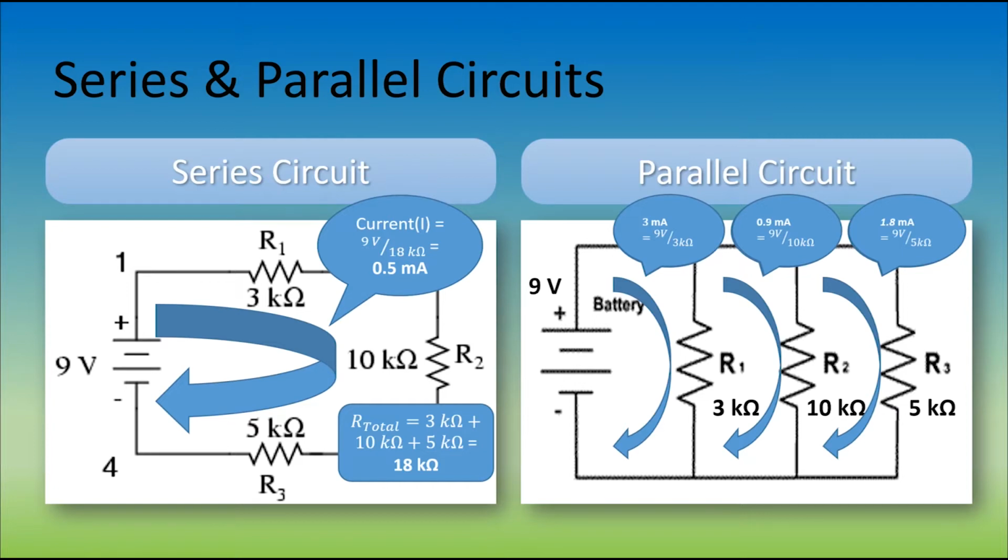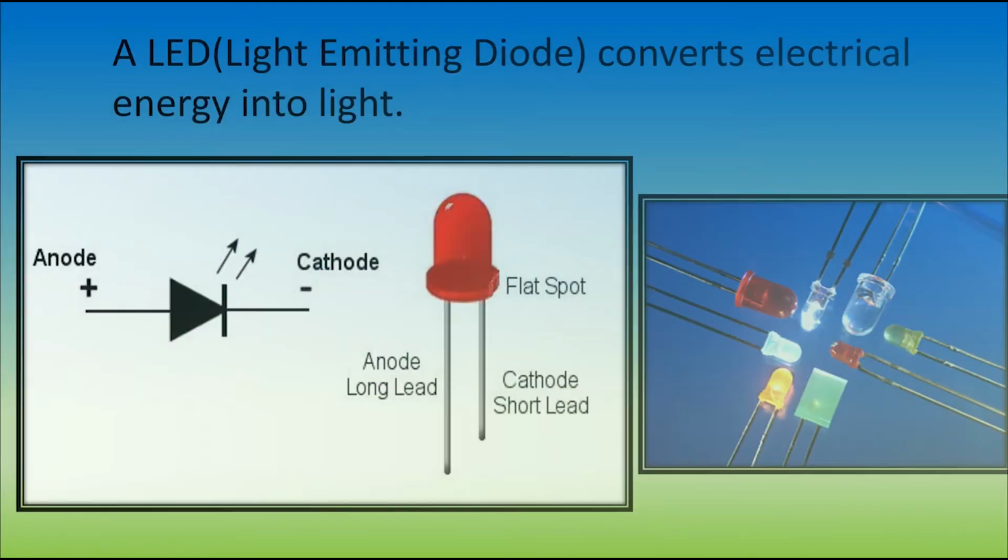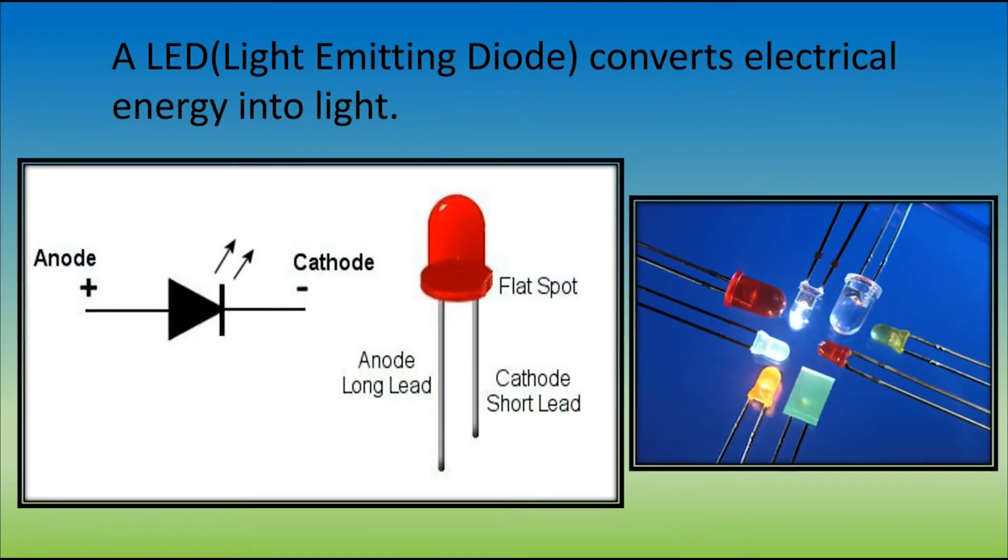Why is this? Well, the electrons are allowed to flow in different pathways, so the total flow of electrons, or current, is higher. These electrons aren't forced to pass through one large resistor as they would be in the series circuit. The last important component we will talk about here is the LED.